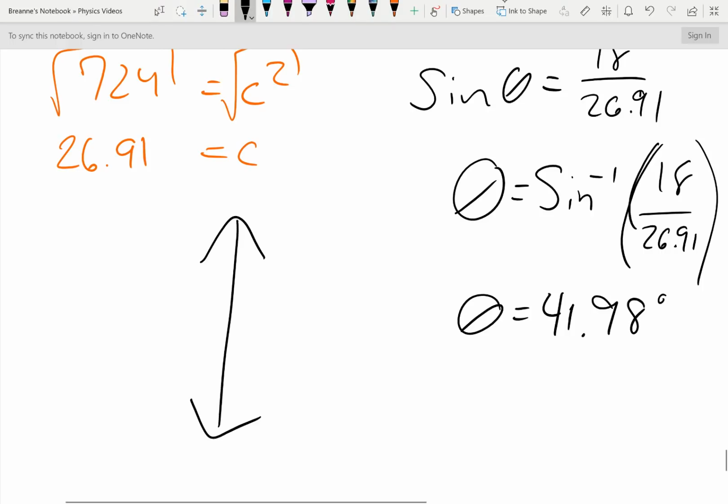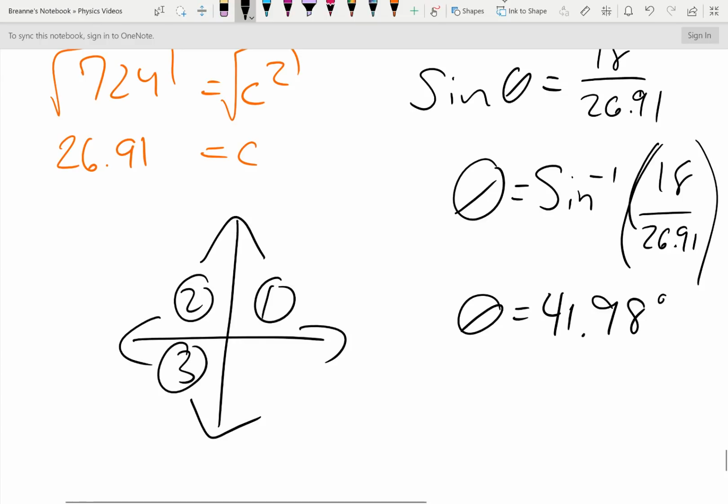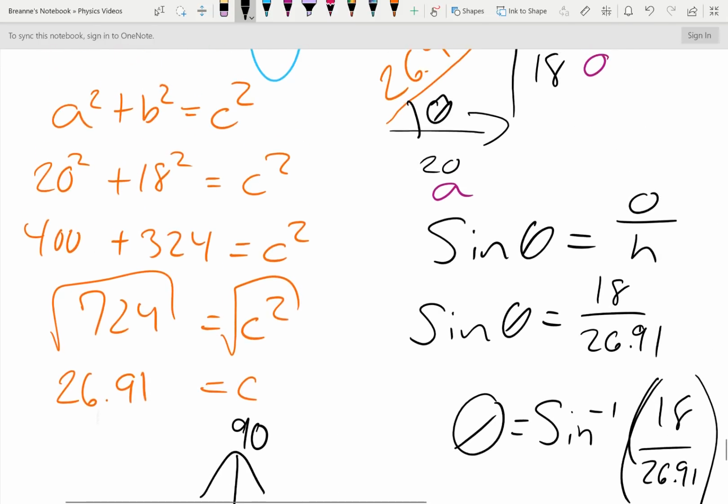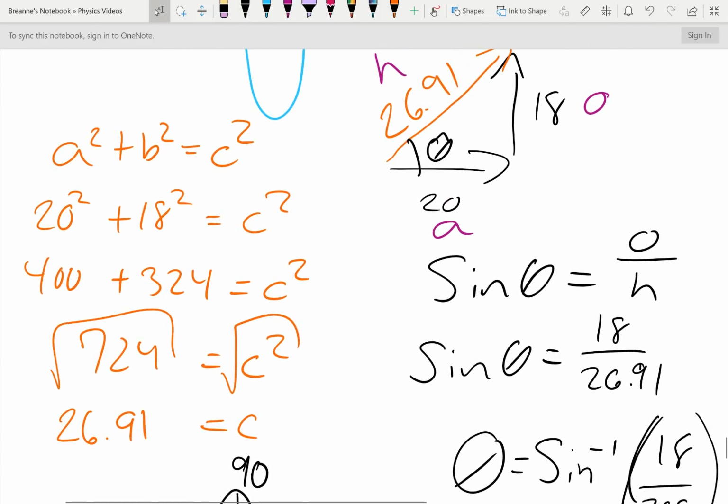Remember about your quadrants. Quadrant 1, 2, 3, 4. Quadrant 1 is from 0 to 90, so you'd be in your first quadrant at 41.98 with a hypotenuse of 26.91. That's also your resultant force.